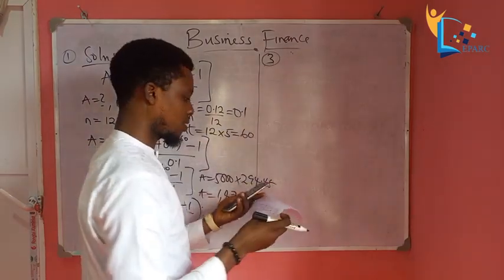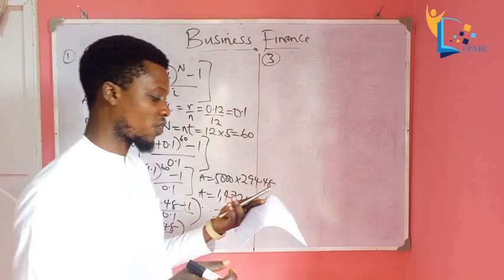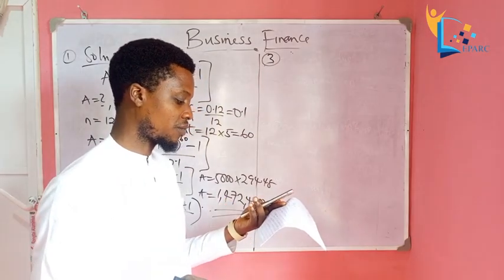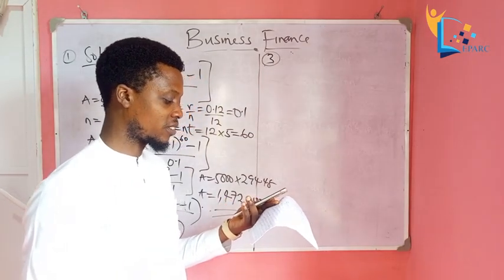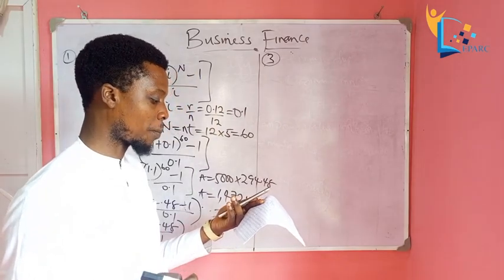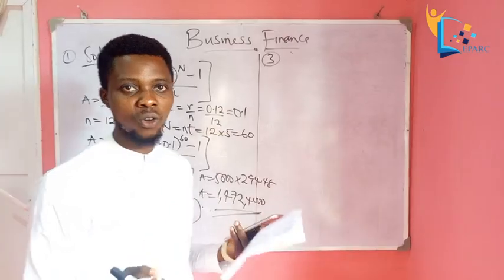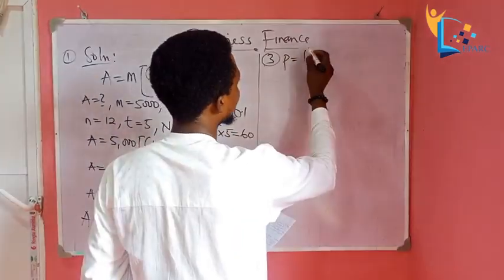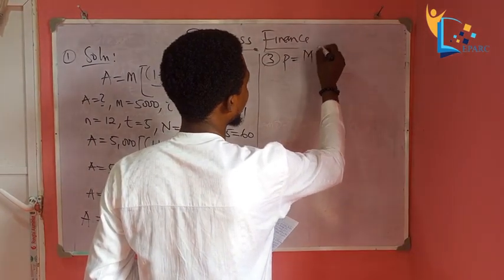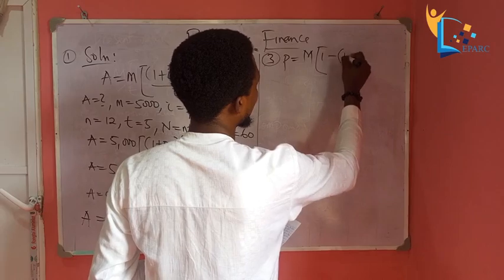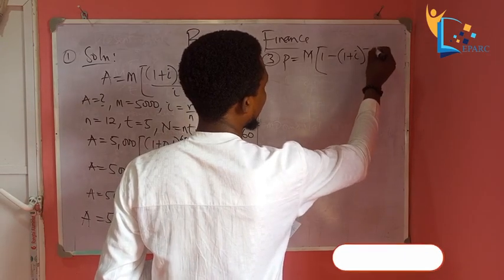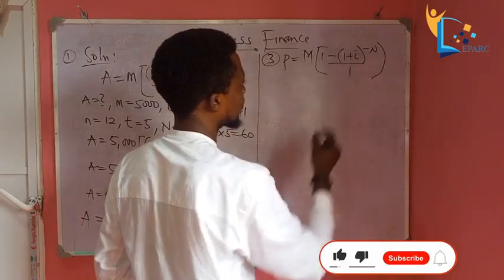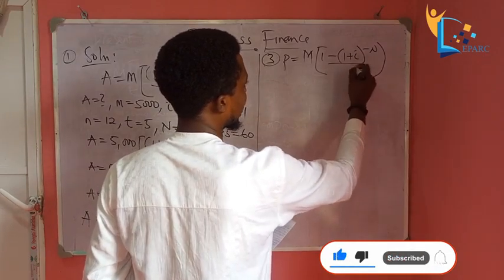So let's go over to the third one. It says, what is the present value of an annuity, 5,000 per month for 6 years, deposited in an account that pays 16% compounded quarterly? Quarterly is 4 times in a year. Okay, we have P equal to M, open brackets, 1 minus 1 plus I raised to power minus N, all over I.